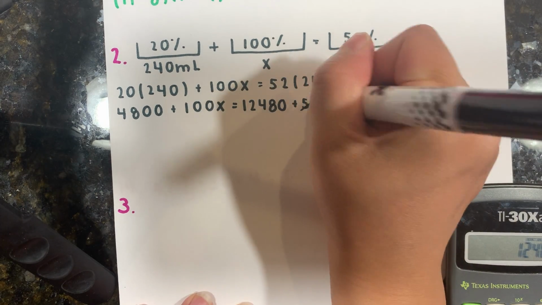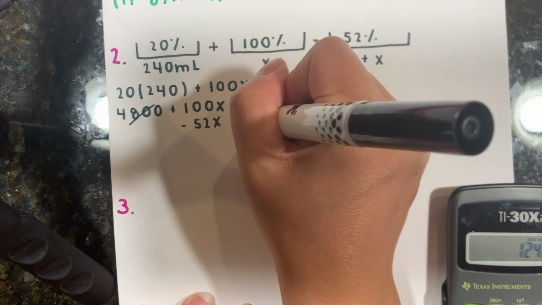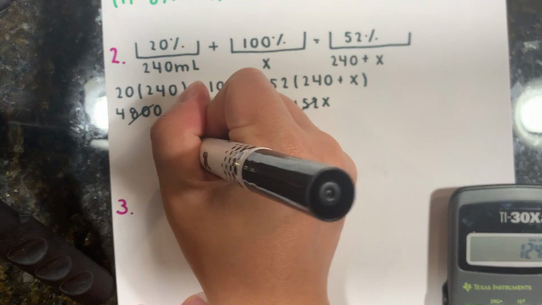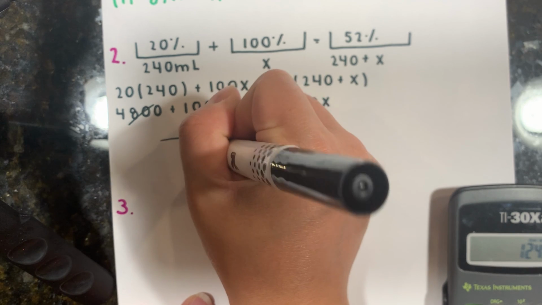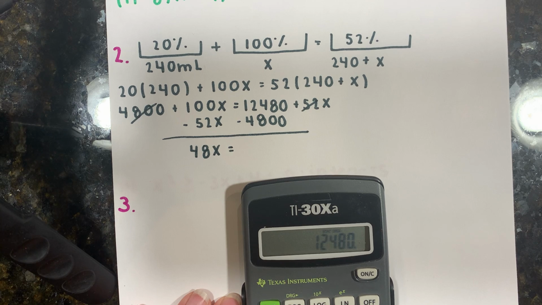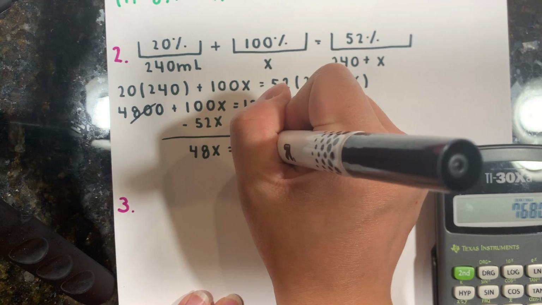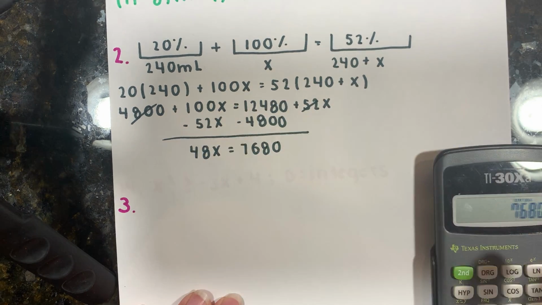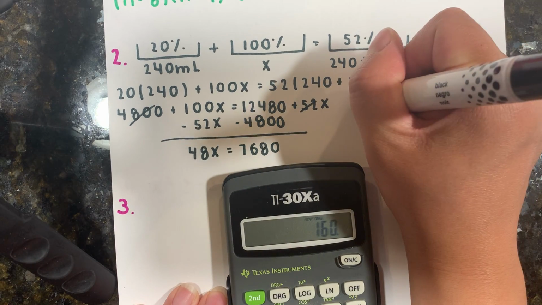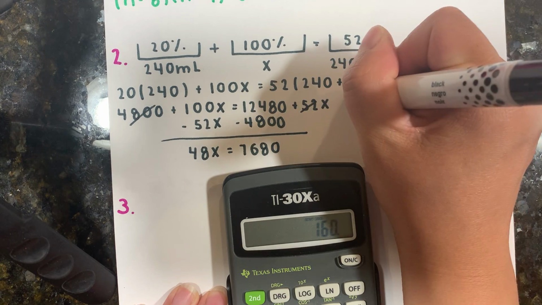So now if I move the 52x, it becomes negative. Move the 4,800, and you're gonna get 48x is equal to 12,480 minus 4,800 is 7,680. And then you just have to divide that by 48. And that would give you X is equal to 160 milliliters.